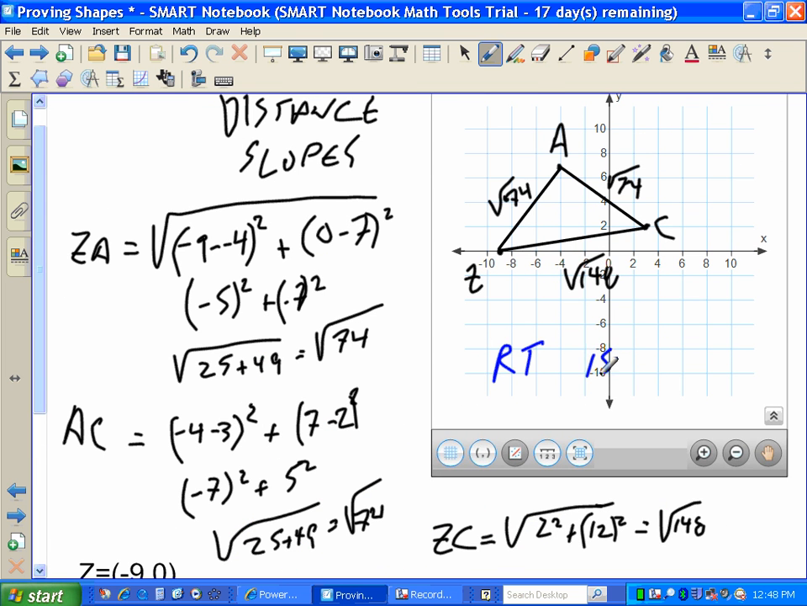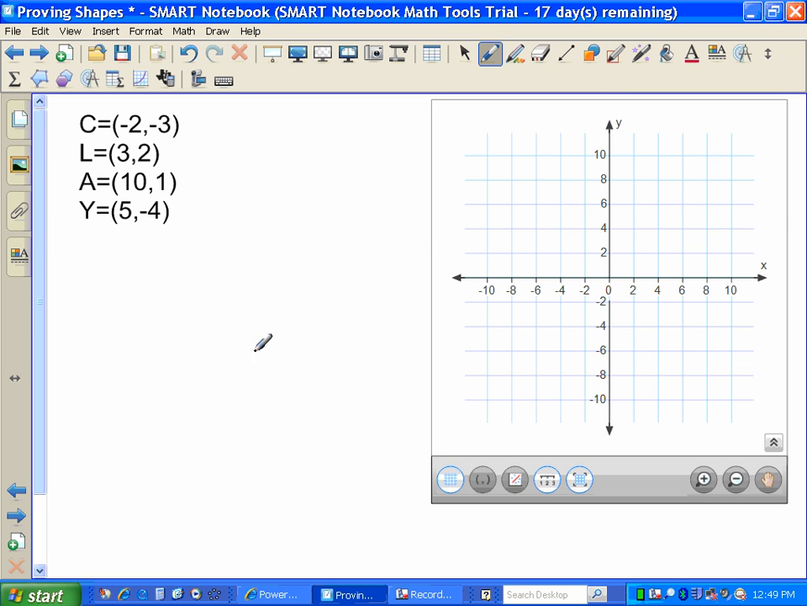And so we know that ZAC is a right isosceles triangle. And we have proven that, and no one could conclude otherwise, given the information that we need to get there. Okay? Let's move on to our next victim, Clay.